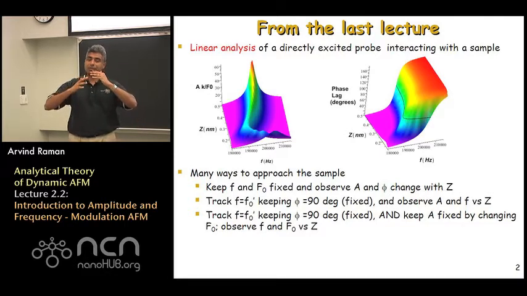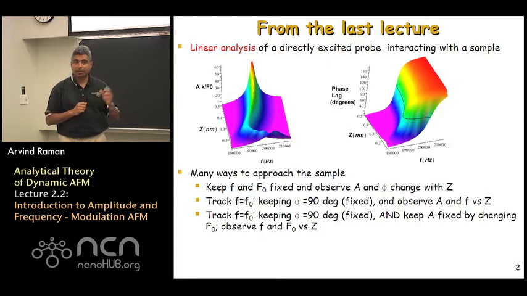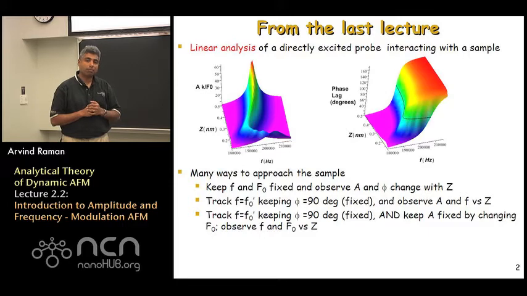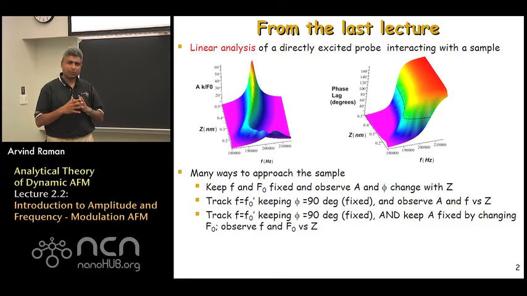In addition, as you approach the sample, the resonance curve can actually broaden due to increased dissipation between the tip and the sample. And this is shown in this three-dimensional graph here, which we covered in the last class, which shows that as you approach the sample, how this resonance peak first shifts one way and the other, and how it becomes broader.